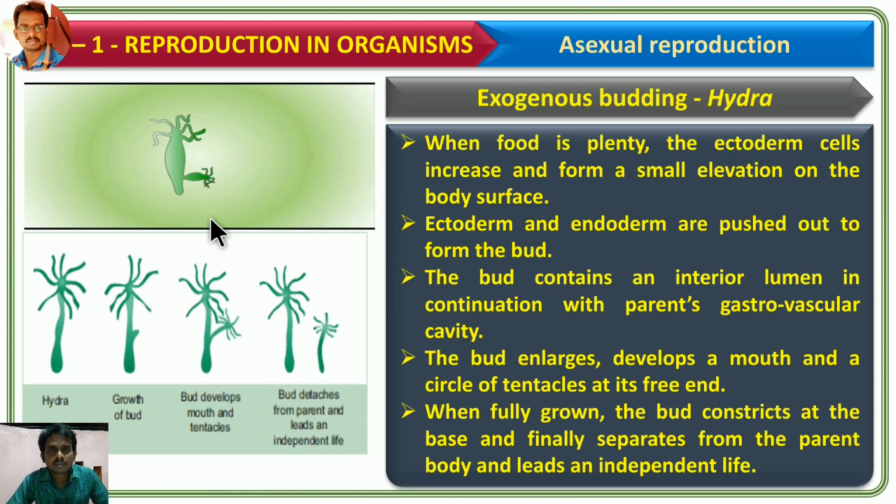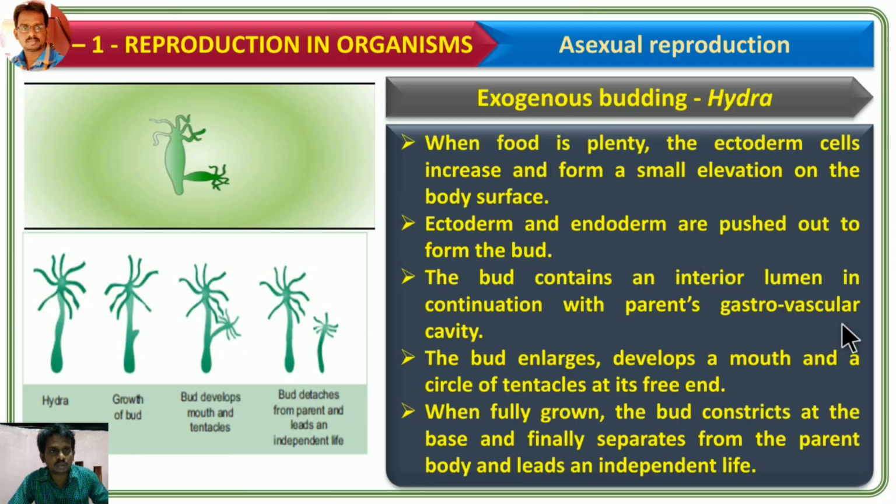So these are the two kinds of budding seen in organisms. The first kind of exogenous budding is seen in Leucosolenia, and the second type of exogenous budding is seen in Hydra. In both methods, a small elevation is formed from the parent body. After completing their full growth, the new buds detach from the parent body and grow into new organisms.